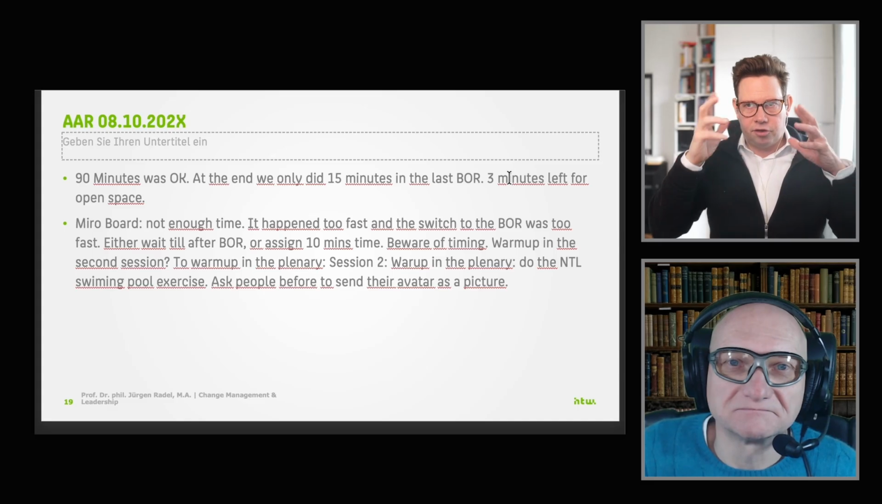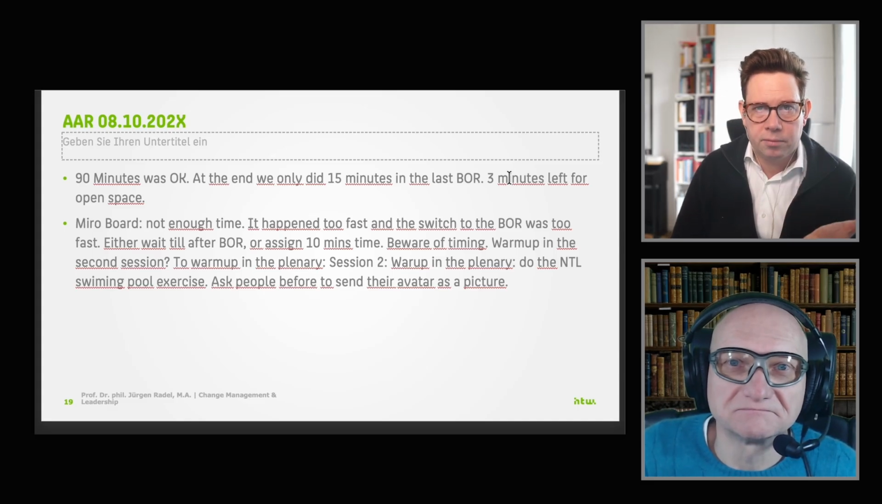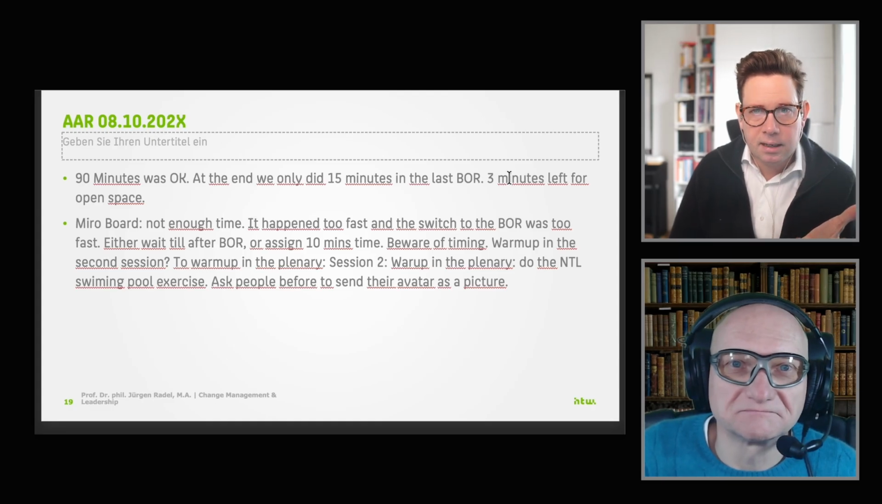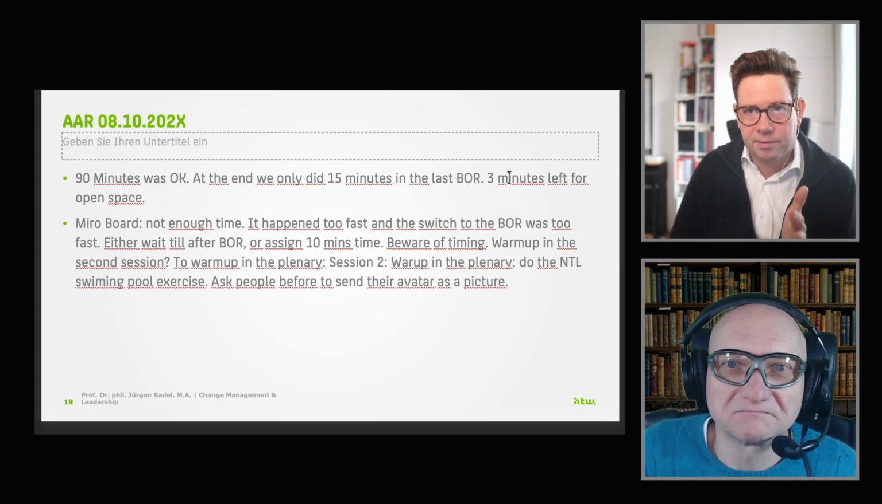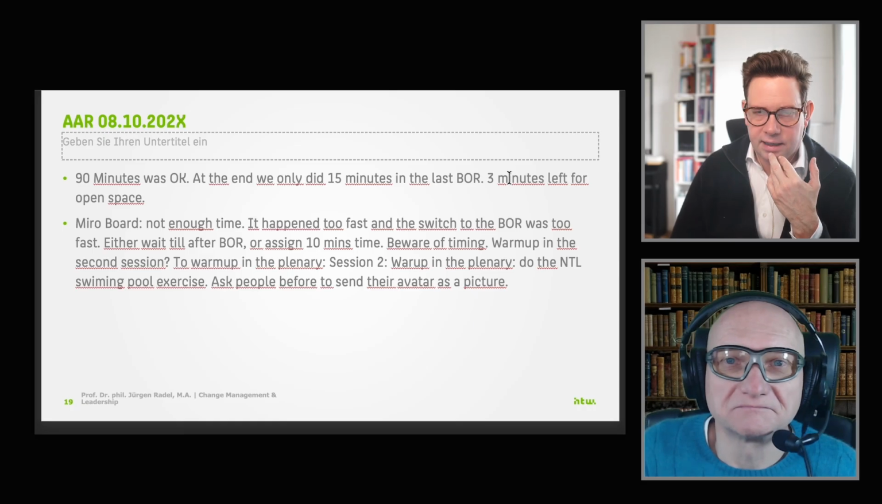The other thought we played with at that point in time was, should we do the warm up in the second session? What did we do there? To warm up in the plenary in session 2, wrap up the plenary. You see it's full of mistakes. We just punch it down here. Do the NTL swimming pool exercise. Ask people before to send their avatar as a picture.